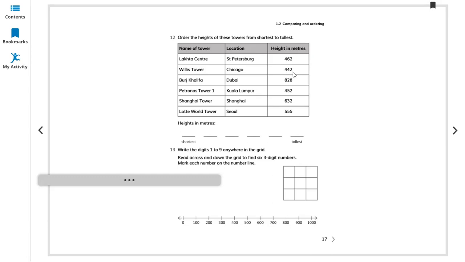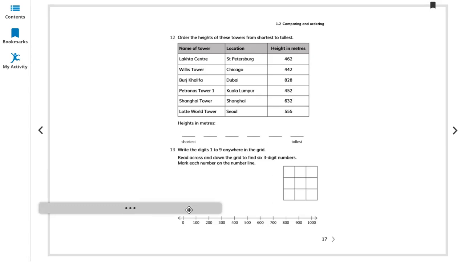And after 442, then 452. This is the second. Then 462. This is the third. After this, we are writing here on the line 462. After this, we need to write 462, 555, 632, and the last 828. This is the largest number.